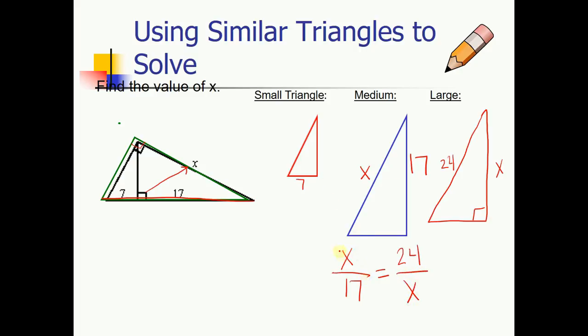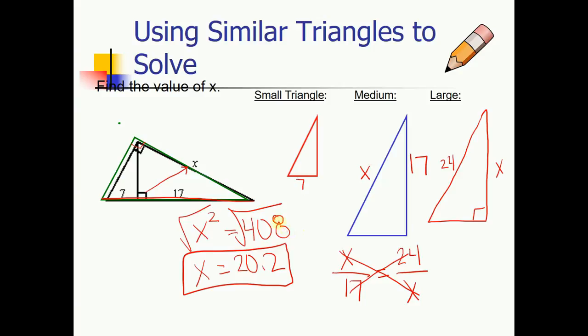Looks like I got to cross multiply. So x times x, that is x squared. And then 17 times 24 is 408. Pretty big number there. Solve for x squared. We're going to square root both sides. So x can equal, if we would get our decimal approximation, it would be 20.2.